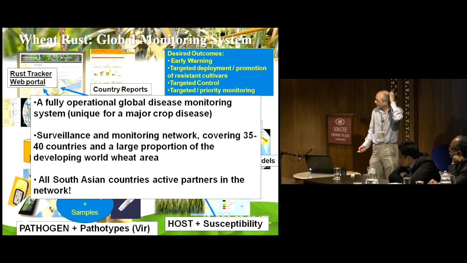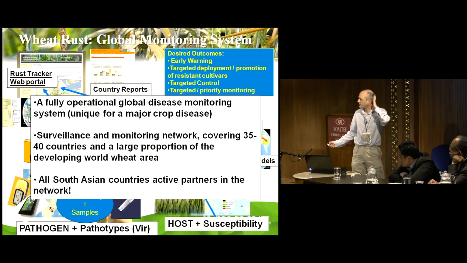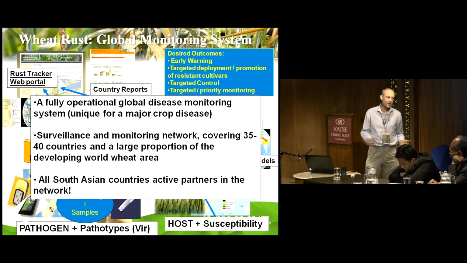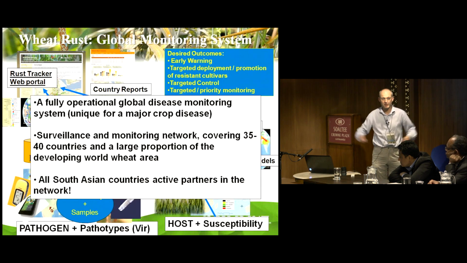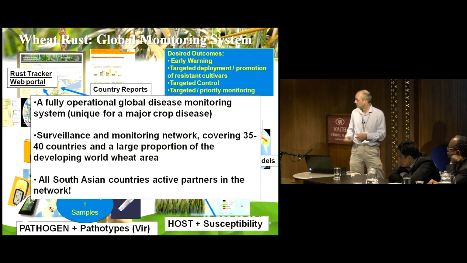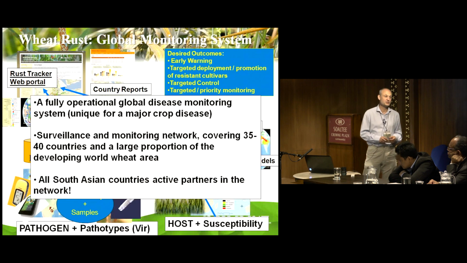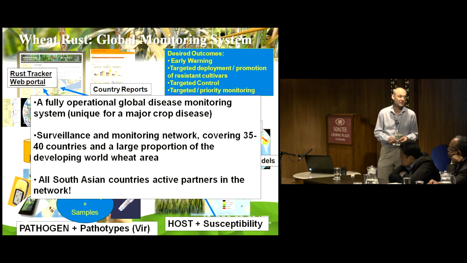So basically what we've been able to do in the last few years, we're now looking at pretty much a fully operational disease monitoring system. For surveillance monitoring, we're covering like 35, 40 countries. We started, say, in 2008, basically from a zero base, and we've managed to build this up over time. And all of you here in this room, you're active participants in this network. So you're contributing to all of this, which is great.